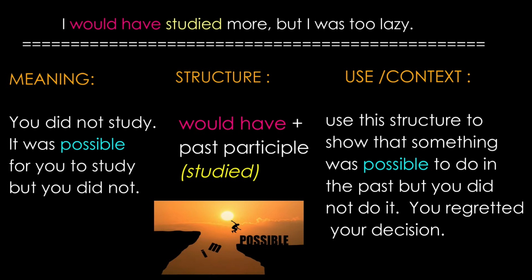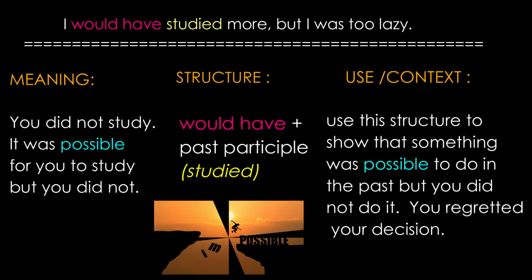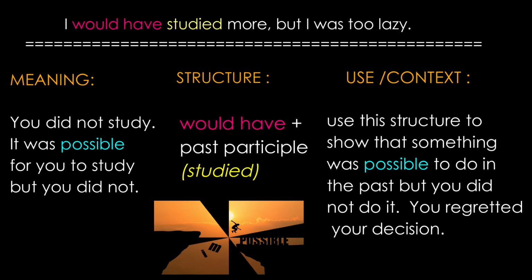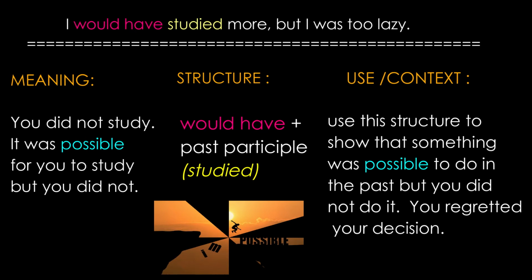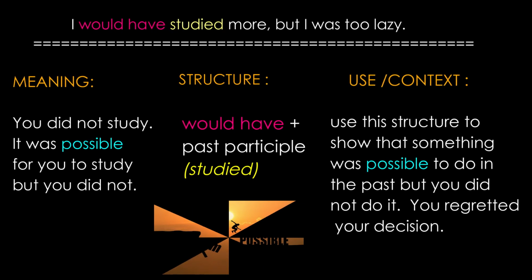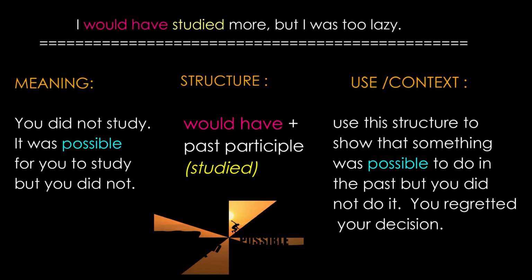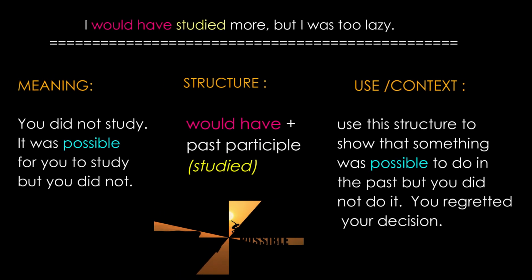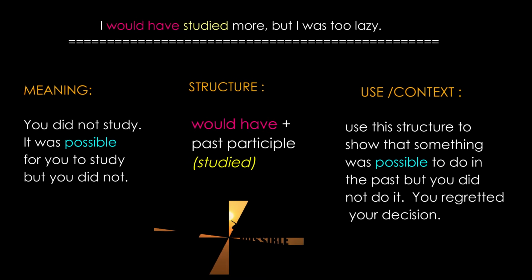Use and context. Use this structure to show that something was possible to do in the past, but you did not do it, so you regretted your decision. You regretted it because you did not do something that was possible in the past.